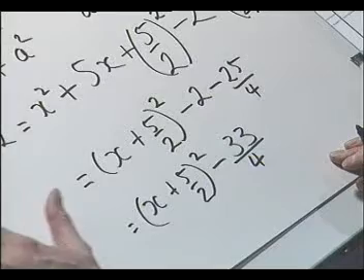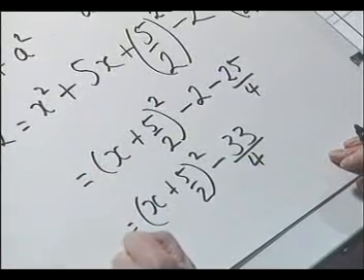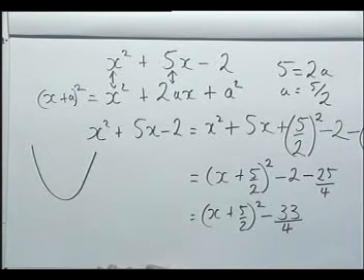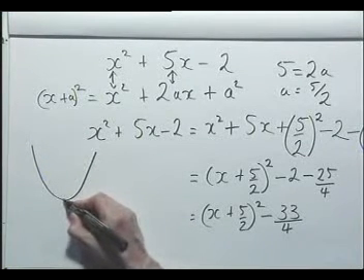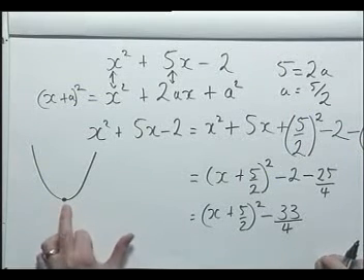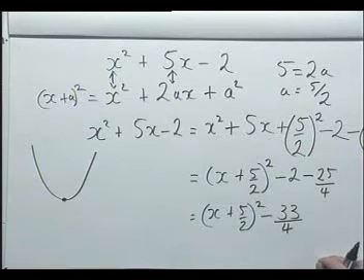Now let's have a look at this expression, x squared plus 5x minus 2. Remember what we were asking was, what's its minimum value? Its graph looked like that. We were interested in, where's this point? Where is the lowest point? What's the x-coordinate and what's the y-coordinate?